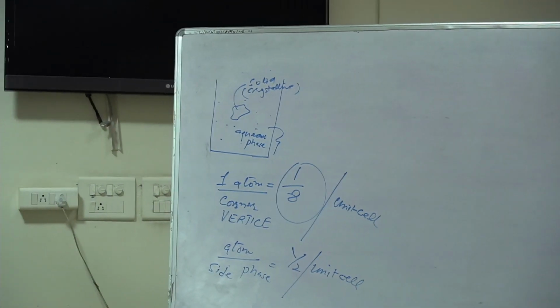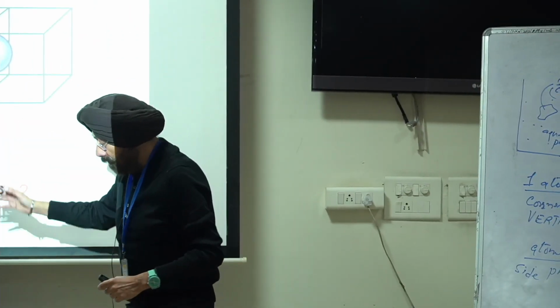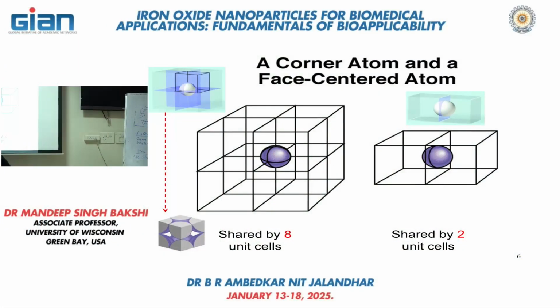Can you make out that? I don't need to explain it because the diagram itself is showing this. So you could see that there is half of the atom on this side and half of the atom on the other hand side. Okay. What is the meaning of this whole story?